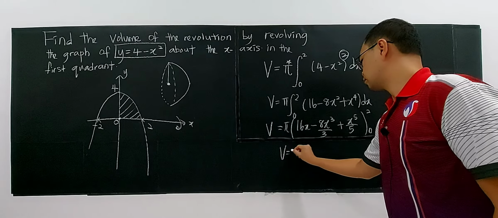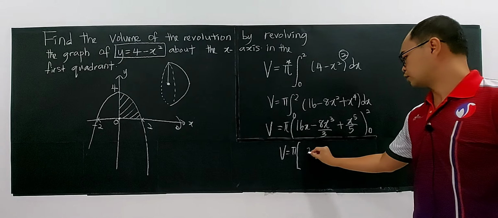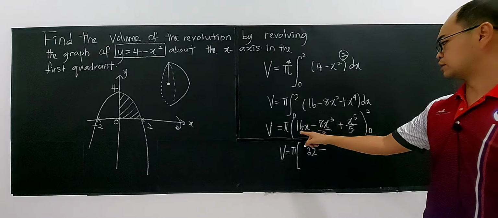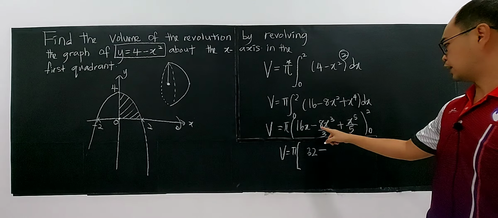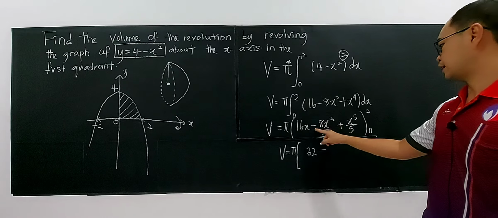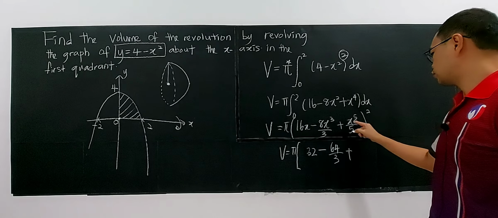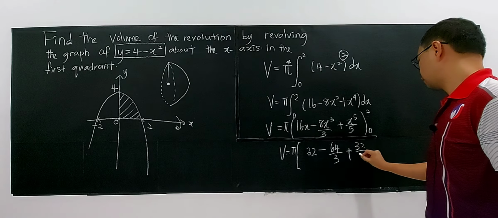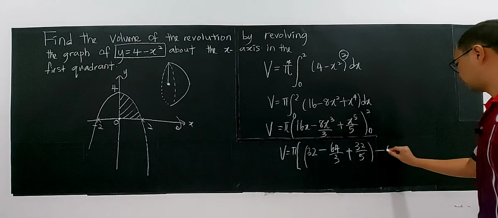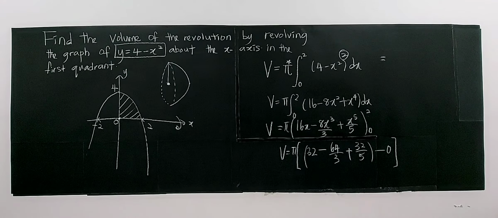So volume equals pi. Substitute 2, we have 32 minus 8 times 2 to the power of 3, which is 8, so 64 over 3, plus 2 to the power of 5, 32 over 5. Minus 0, then we get 0. Then we evaluate and get the volume of the solid formed.